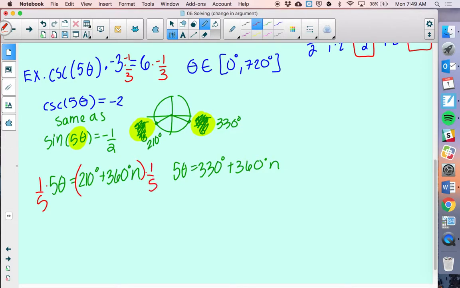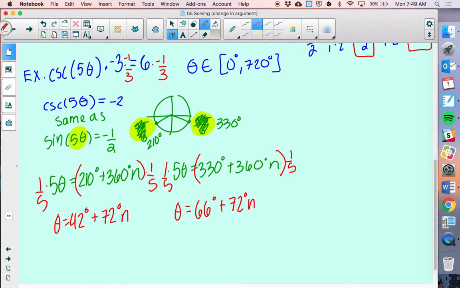So now I'm going to get rid of my 5, so times 1 over 5 on both sides, and 210 divided by 5 is 42, and 360 divided by 5 is 72. And then over here, same thing. So 330 divided by 5 is 66, and then 360 divided by 5 is 72.